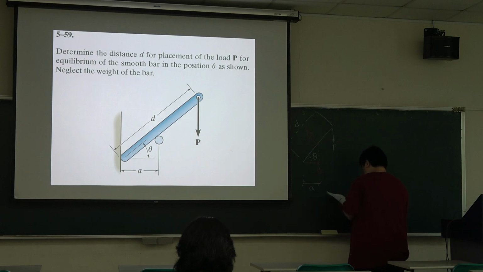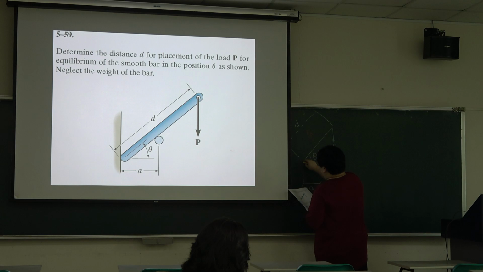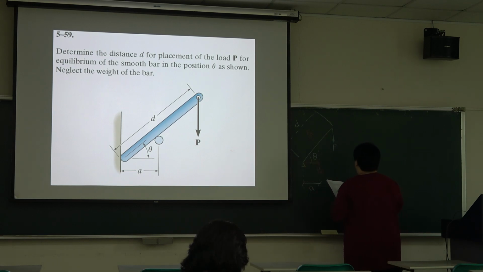Okay, so we can use the summation moment O is equal to 0, then we can very easily calculate. So we set the moment point at here, and we do a summation moment O is equal to 0. So we don't care about the FA, and we can use the P and the FB and calculate this moment and compare these two is equal to 0.